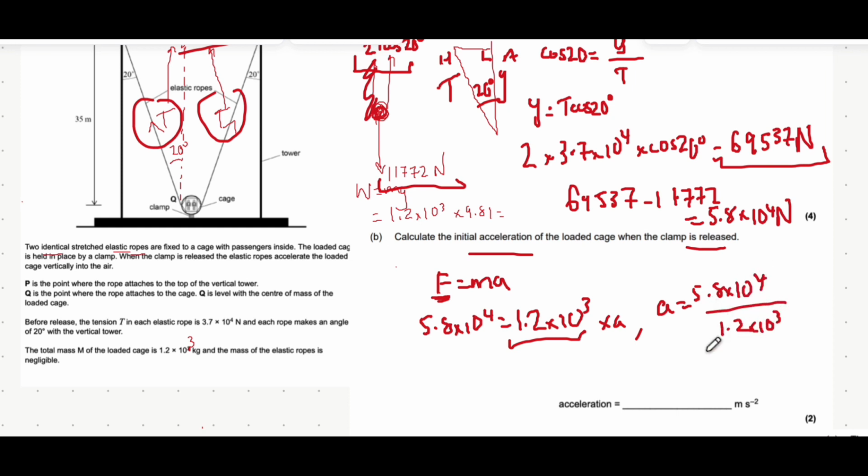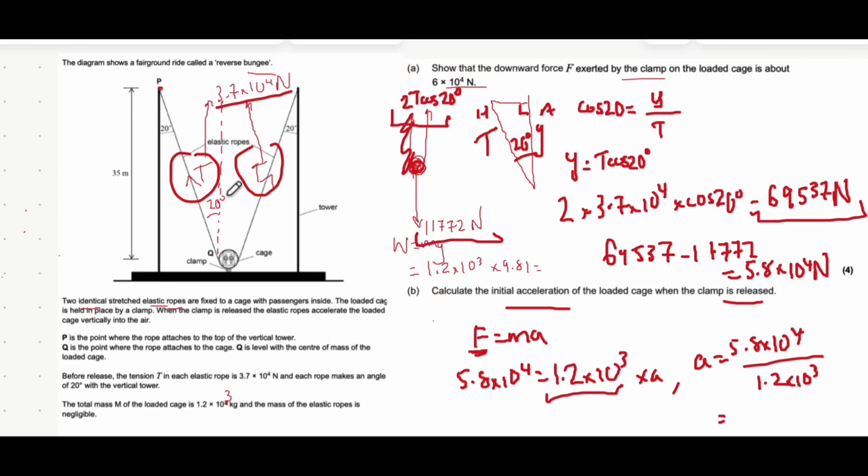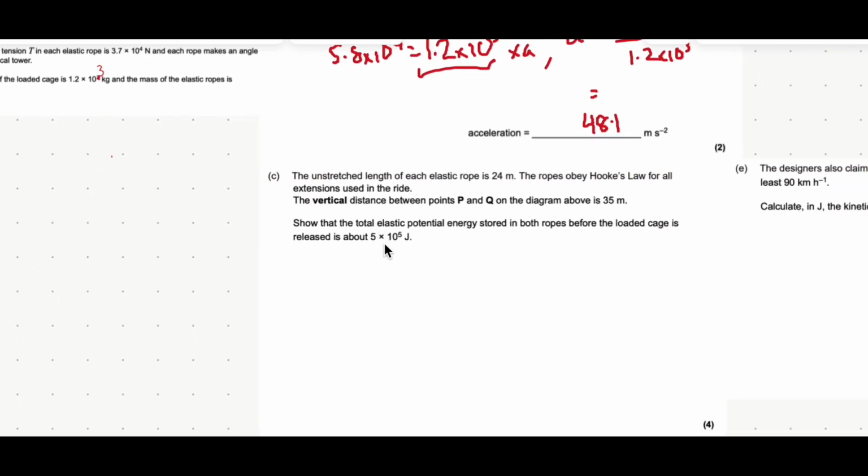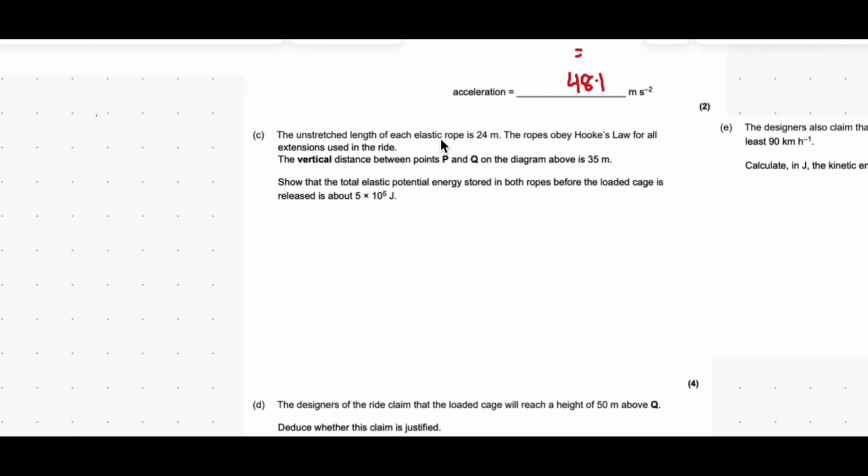It's 5.8 times 10 to the power of 4, all divided by 1.2 times 10 to the power of 3. So I'm just going to very quickly do that on my calculator. And that's equal to 48.1 meters per second squared. Might sound a bit quick, but that's to be expected because we'd expect the clamp to sort of spring forward pretty quickly.